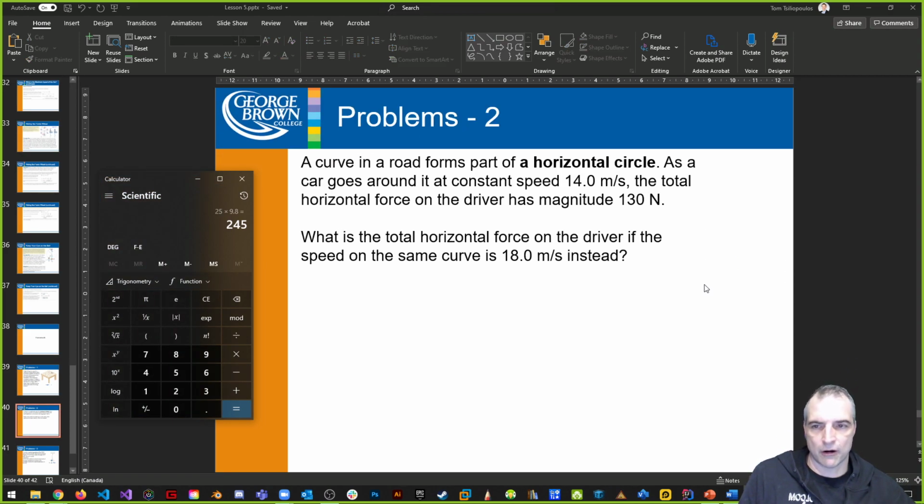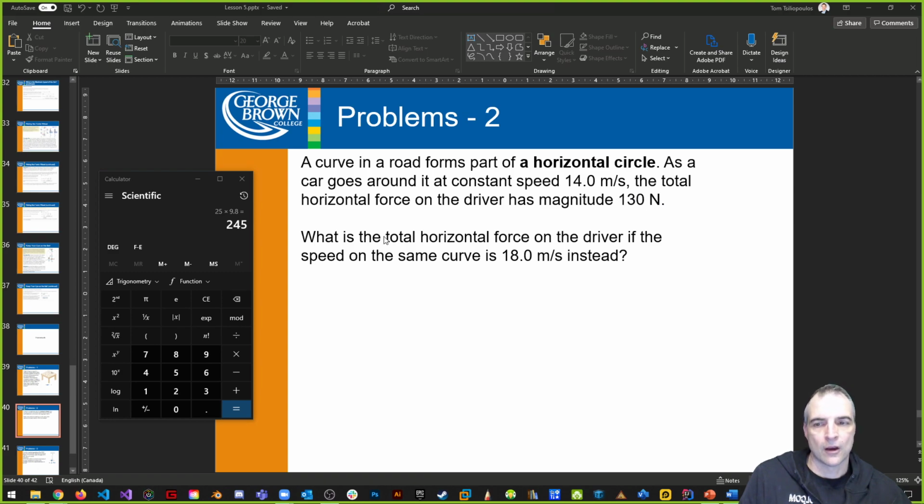Problem 2. A curve in a road forms a part of a horizontal circle. Okay, same thing as a curve in the road. We're given a couple things. It goes around at a constant speed of 14 meters per second, and the total horizontal force on the driver has a magnitude of 130 newtons.